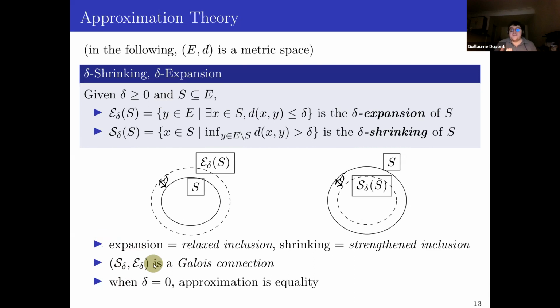Basically, they are adjoint, if you want. They are dual in a very specific way, and this is actually what allows us to use it in the refinement, and makes it possible to use it in LMB. And on another side note, when delta is 0, expansion is actually the identity, and shrinking is also the identity. Basically, what you get is that a zero approximation is basically identity, or equality, actually.